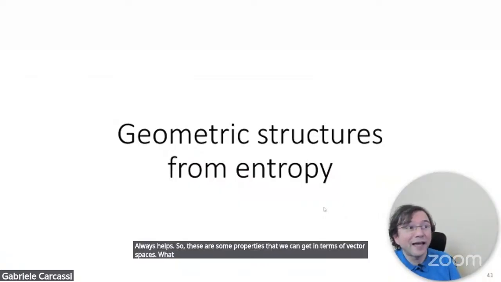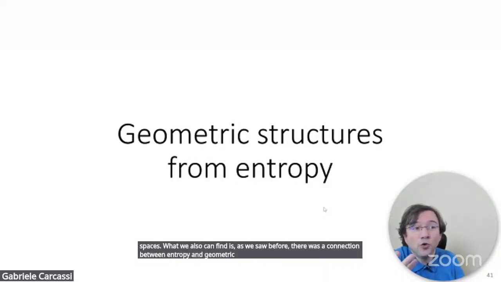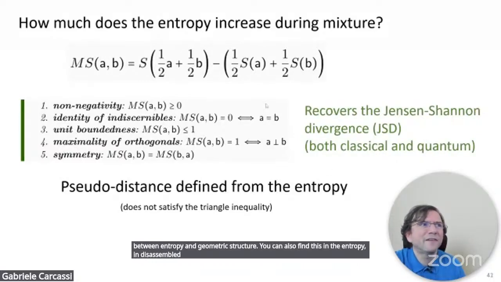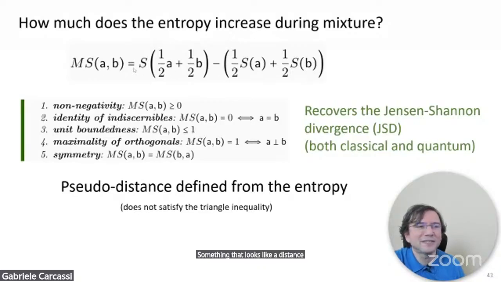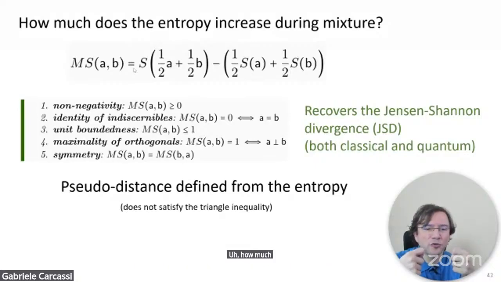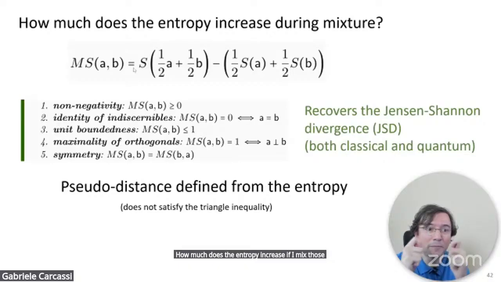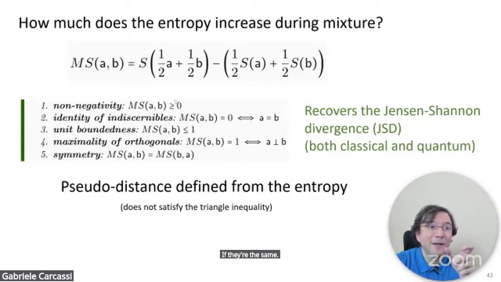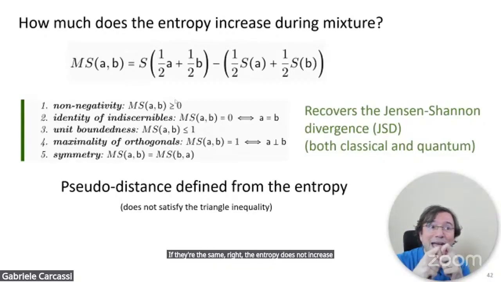What we can also find is, as we saw before, there was a connection between entropy and geometric structure. You can also find this in the entropy in these ensemble spaces. You can define something that looks like a distance. If you have two ensembles, you can ask how much the entropy increases if I mix those two ensembles by 50% each. If they're the same, the entropy does not increase, so that is zero.